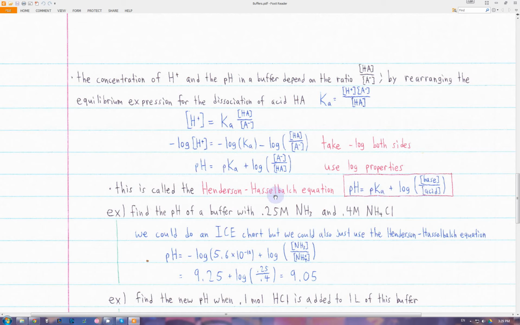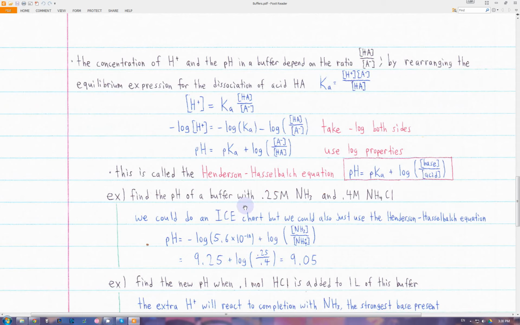So let's say we have a buffer solution with 0.25 molarity of ammonia and 0.4 molar of ammonium chloride. So here the conjugate pair is the weak base ammonia and its conjugate acid ammonium. So we could find the pH by doing an ICE problem, but that takes too long, so we can just use the Henderson-Hasselbalch equation. And you'll get the same answer because they're basically the same thing. We derived the Henderson-Hasselbalch equation from the equilibrium expression, which we use when doing an ICE problem.